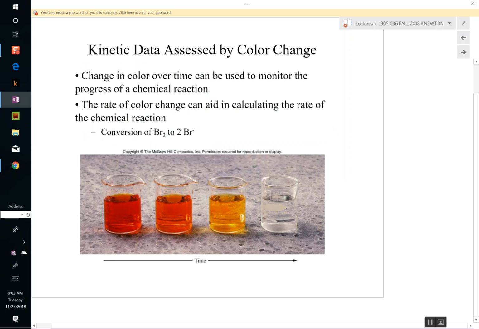Here's a situation where someone studying kinetics has to say, I want to study this reaction. How can I follow the process? What can I measure to see that the reaction is proceeding and how fast it's proceeding? Here they're putting bromine in, it says, like hexane. So this is bromine. Bromine is reddish orange.